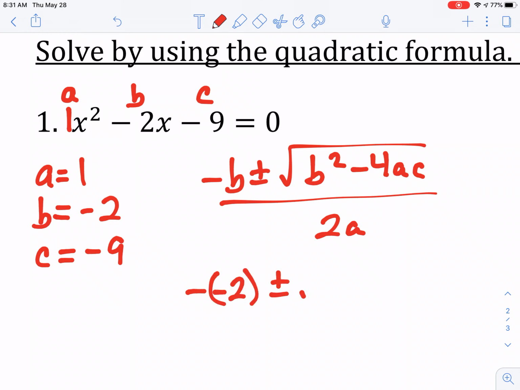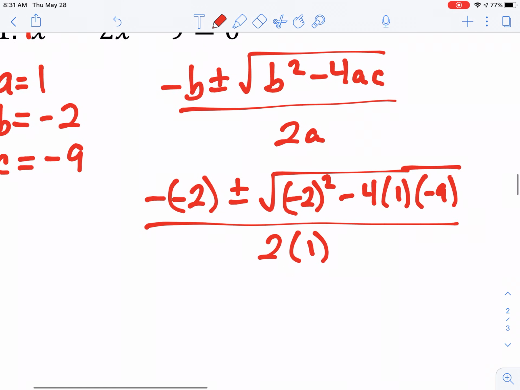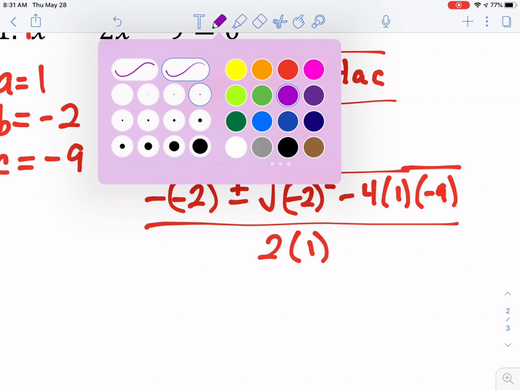Plus or minus the square root of negative 2 squared. I always put that in parentheses, by the way. Whenever I'm squaring a number, I'll put it in parentheses. Minus 4 times a, which is 1, in parentheses, times c, which is negative 9, in parentheses, all divided by 2 times a, which is 1. Alright, so now that's half credit if you get to that. If you get all the numbers plugged in correctly, you get half credit.